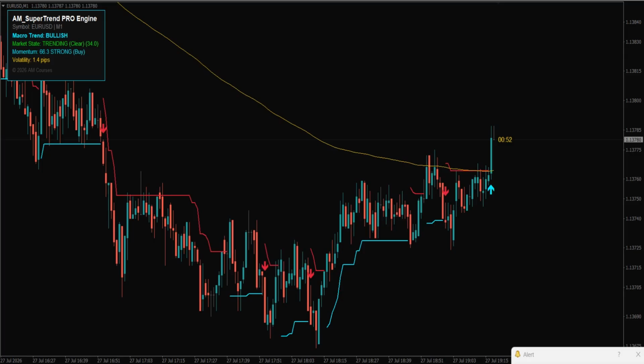Macro trend, bullish. Market state, trending and marked clear. Momentum, strong buy, and the buy arrow prints on the closed candle. So, this isn't a random arrow in the middle of nowhere. It's a signal that appears exactly at the moment the market changes character. That is the kind of arrow you want to see.